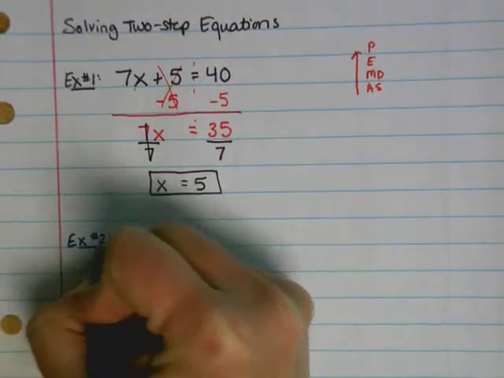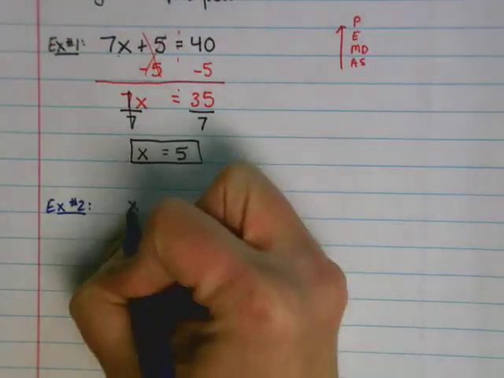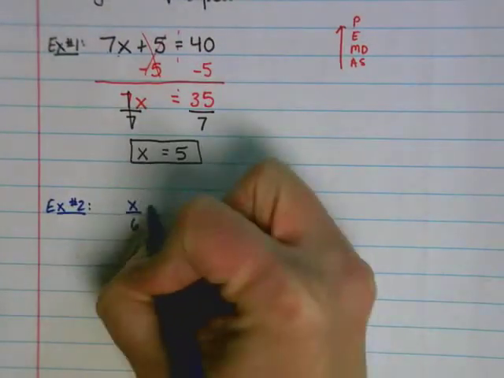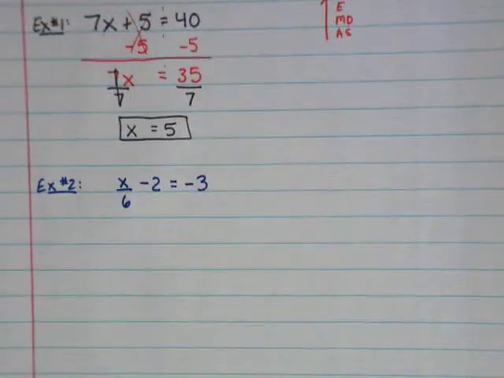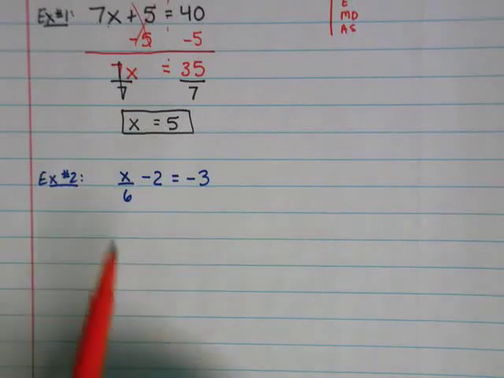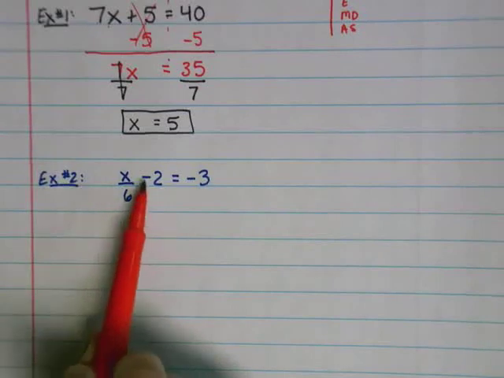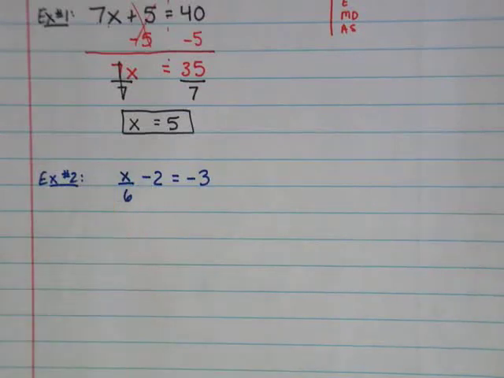We'll call it example 2. And how about x divided by 6 minus 2 equals negative 3. So if we have a two-step equation that looks like this, we have to ask ourselves again, what do we need to get rid of first? We know we have to get rid of a divided by 6 and a minus 2 in order for this x to be by itself. But which one needs to go first?